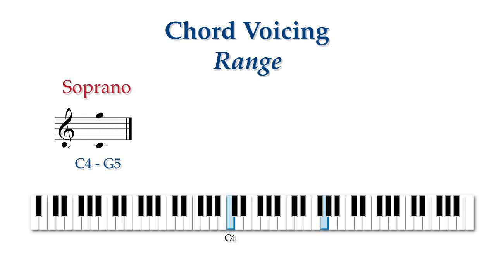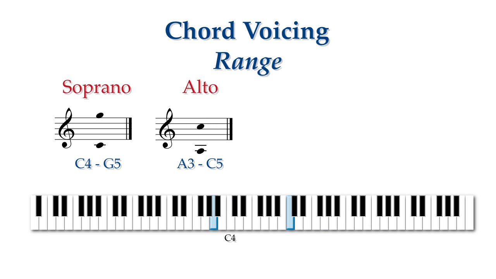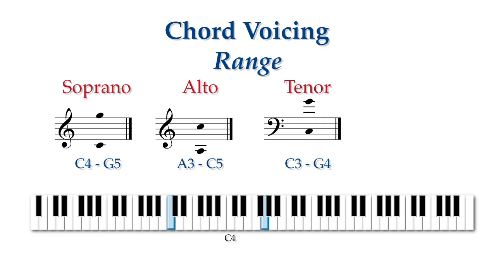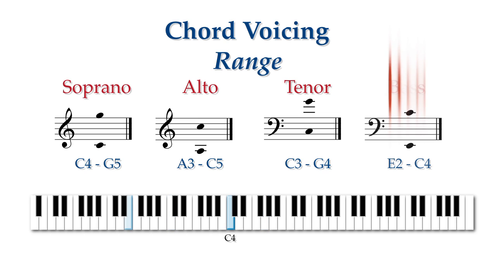The soprano range is from the pitch C4 to the pitch G5. The alto range is from the pitch A3 to the pitch C5. The tenor range is from the pitch C3 to the pitch G4, and the bass range is from the pitch E2 to the pitch C4. Notating a voice out of range is a type of voicing error.